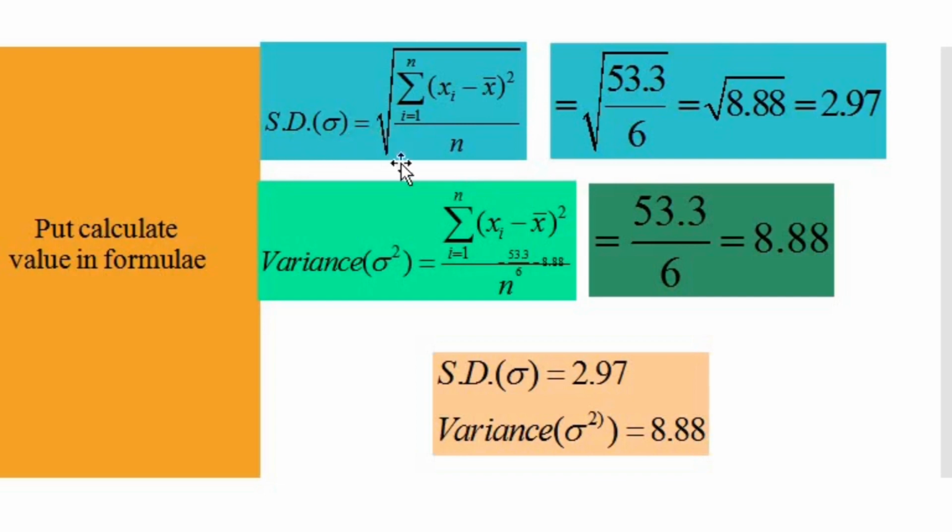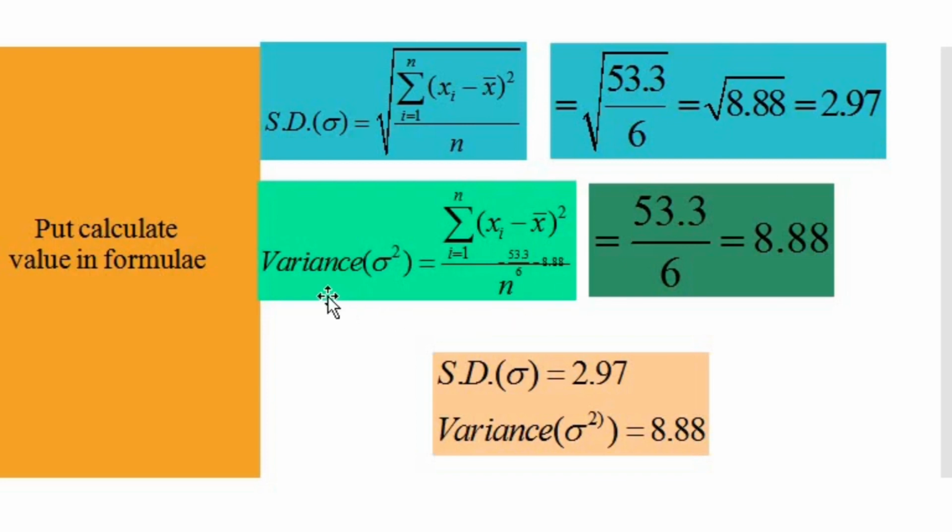Standard deviation sigma is equal to the square root of summation i equals 1 to n, in bracket xi minus x bar, bracket square, divided by n. Summation xi minus x bar square is 53.3, and small n, the number of observations, is 6. So 53.3 divided by 6, we get 8.88. नंतर या 8.88चं वर्गमूळ, म्हणजे स्क्वेअर रूट फाइंड करायचं आहे. So the answer is, the standard deviation is 2.97.